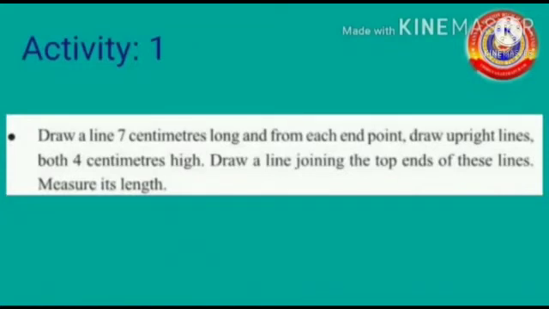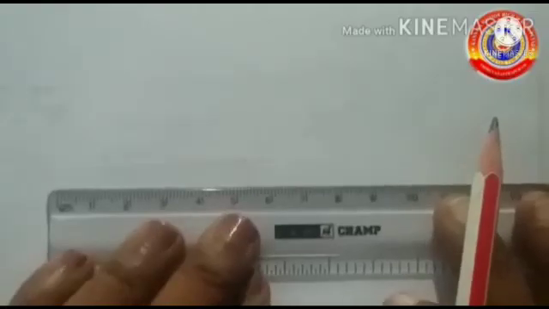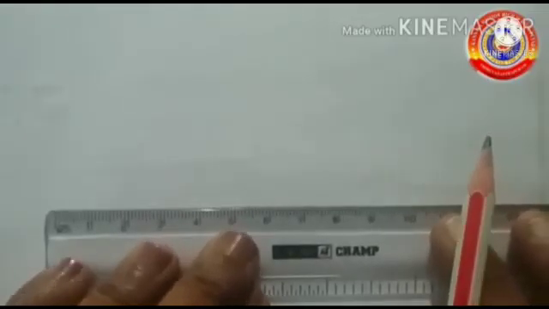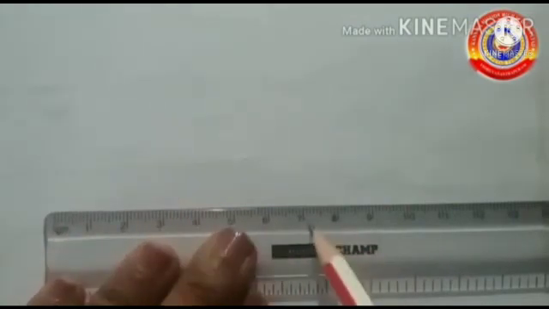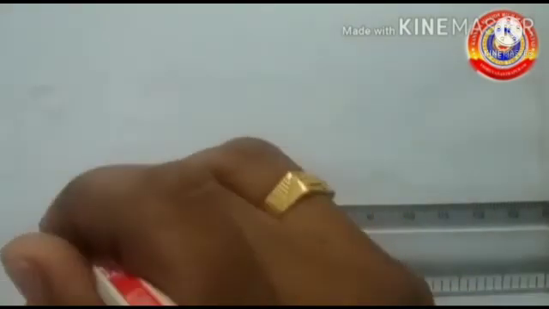Listen to this activity. Draw a line 7 cm long and from each endpoint draw upright lines both 4 cm high. Draw a line joining the top ends of these lines. Measure its length. Take a ruler. Draw a line 7 cm. From 0 cm to 7 cm, you have to draw a line.